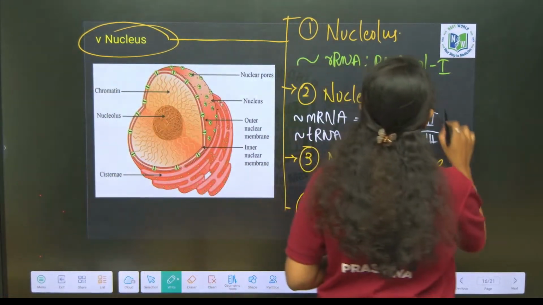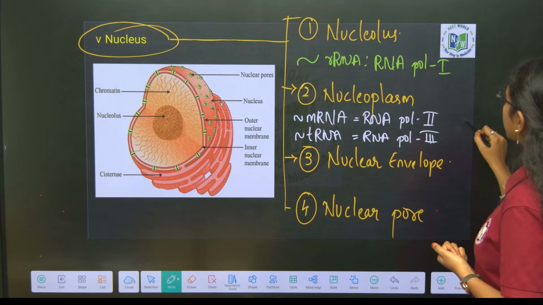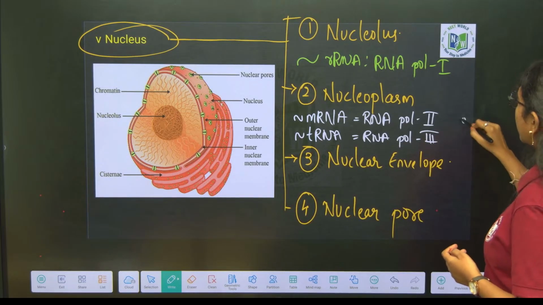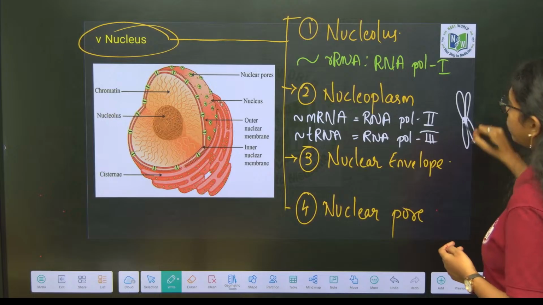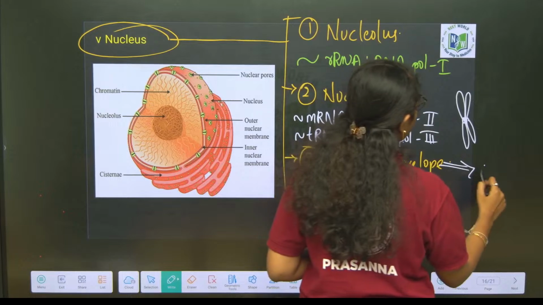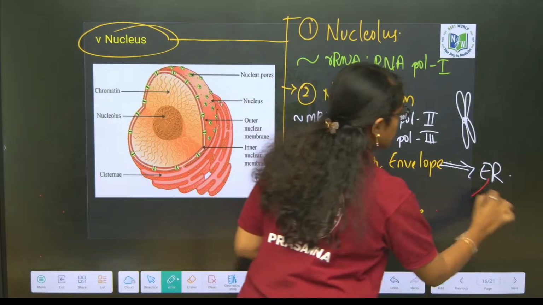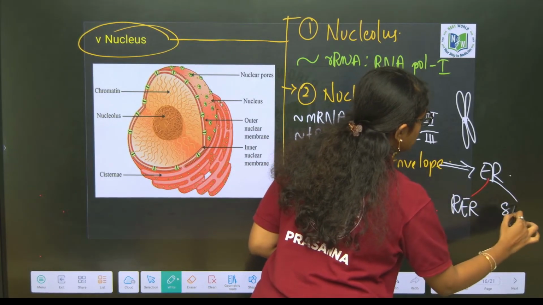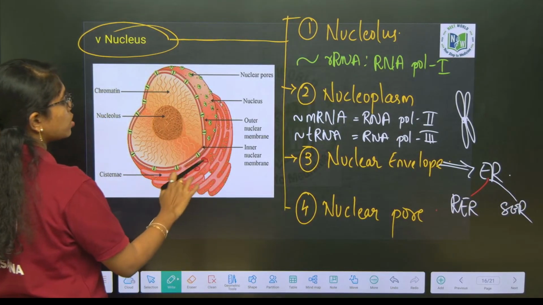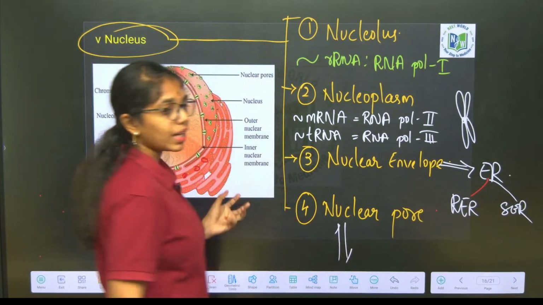So, here inside the nucleoplasm, along with mRNA and tRNA synthesis, what else is happening? A presence of genetic material is also there. That is, linear shaped chromosomes are present. And then nuclear envelope extensions will lead to what? Endoplasmic reticulum. Those which have ribosomes, it is RER. Those which do not have, it is smooth endoplasmic reticulum. And then it also has nuclear pores in between for exchange of materials between the nucleus and cytoplasm.